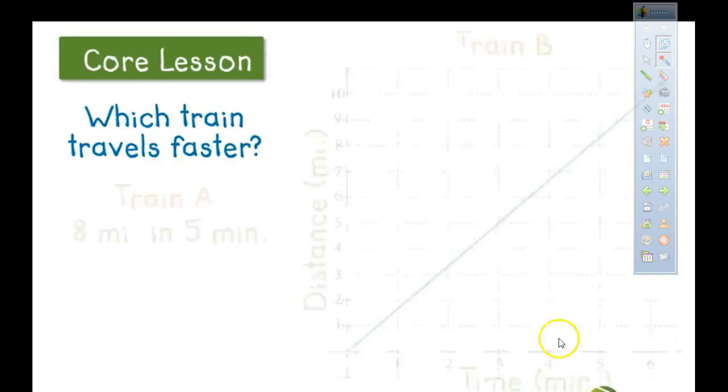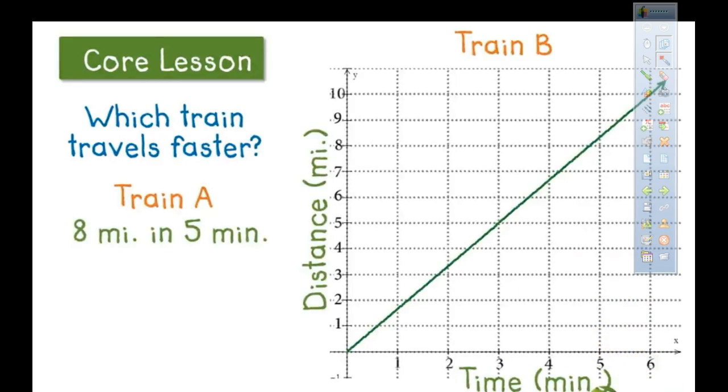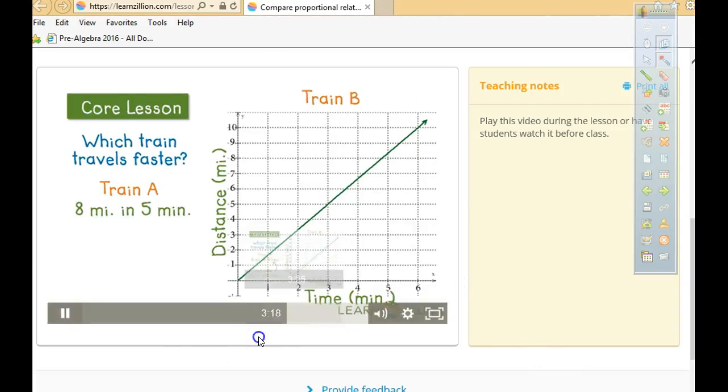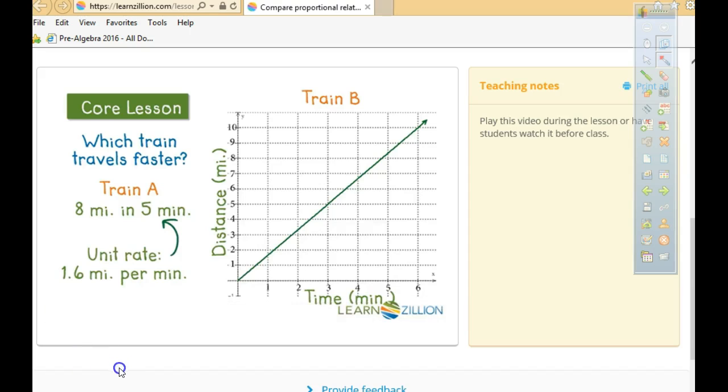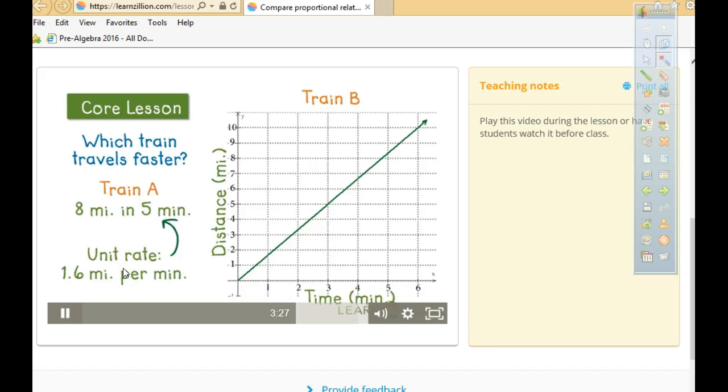Which of these trains is traveling faster? Train A travels 8 miles in 5 minutes, and train B's distance and time are shown on this graph. Again, let's compare unit rates. For train A, we can divide 8 by 5. Make sure we get 1.6 miles per minute, as a decimal rather than a fraction. So change 8 over 5 to 1.6 miles per minute.